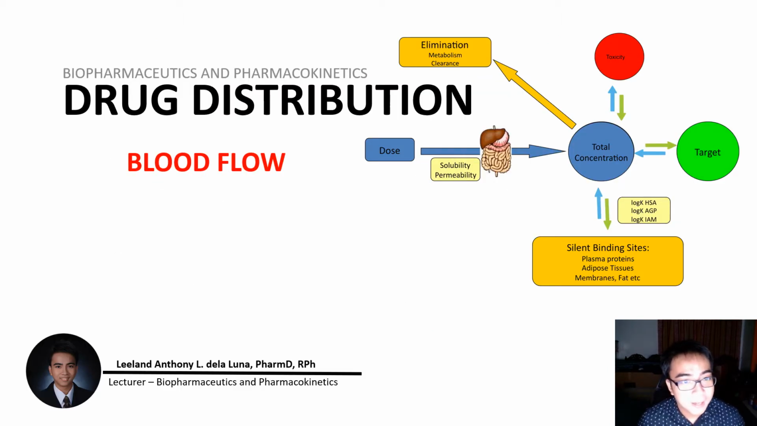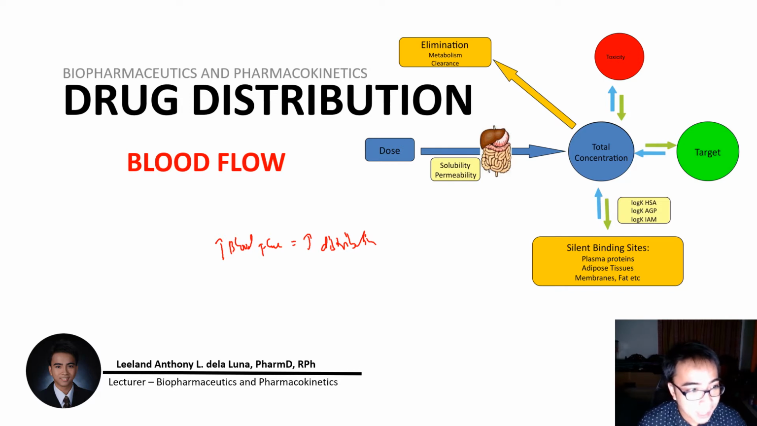Alright. So, this time naman, class, let's talk about the main or the most significant factor affecting drug distribution, which is blood flow. So, class, how a drug distributes is very dependent on the blood flow. So basically, class, the faster your blood is flowing, increase in blood flow, obviously, class, will also increase the distribution of certain medications.